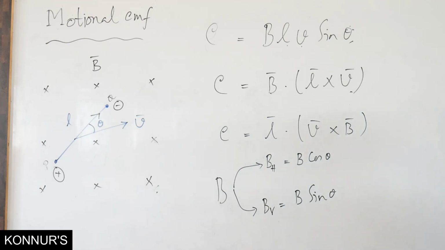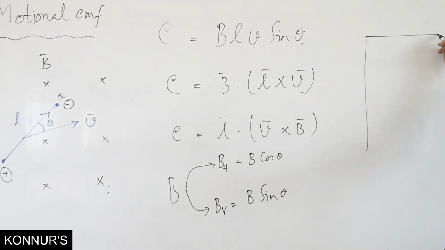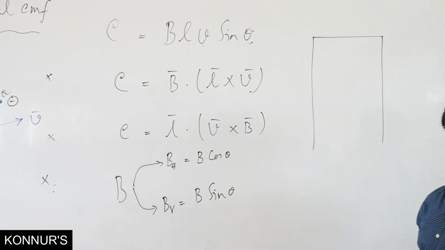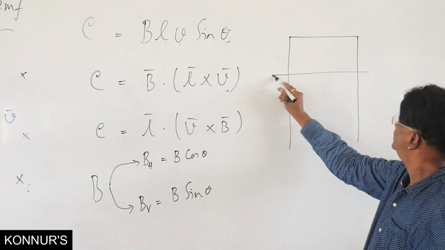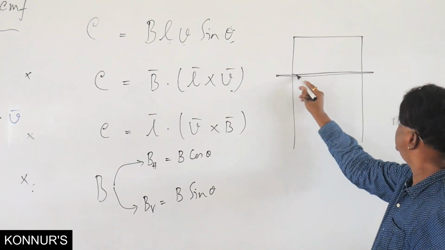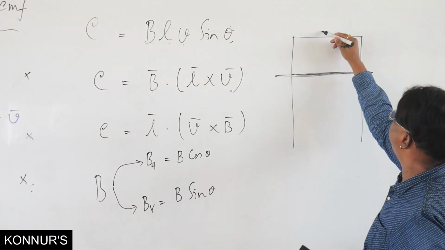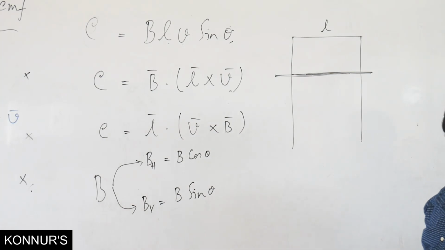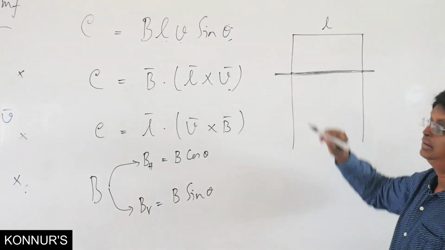Now look here. Suppose I show this is a kind of railing. This is a railing, and this is a straight conductor. Suppose this length is L. This length is L between these two ends.